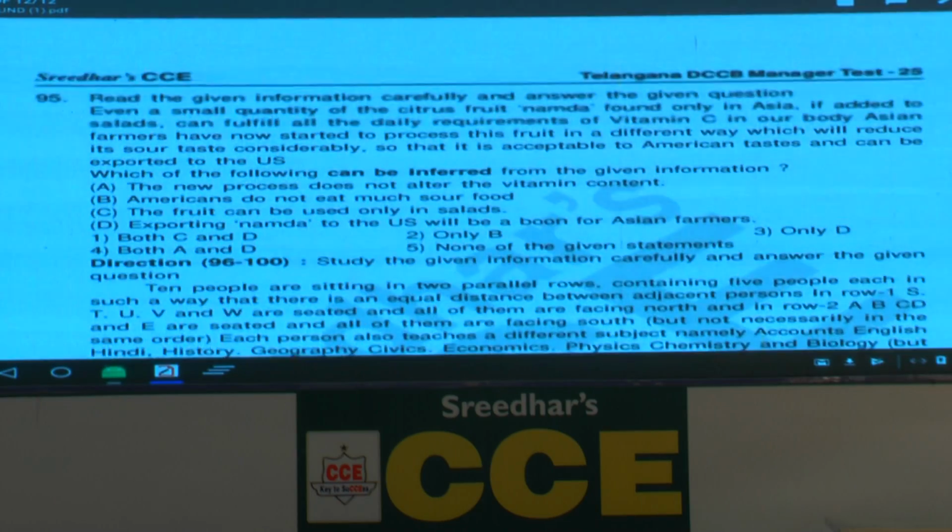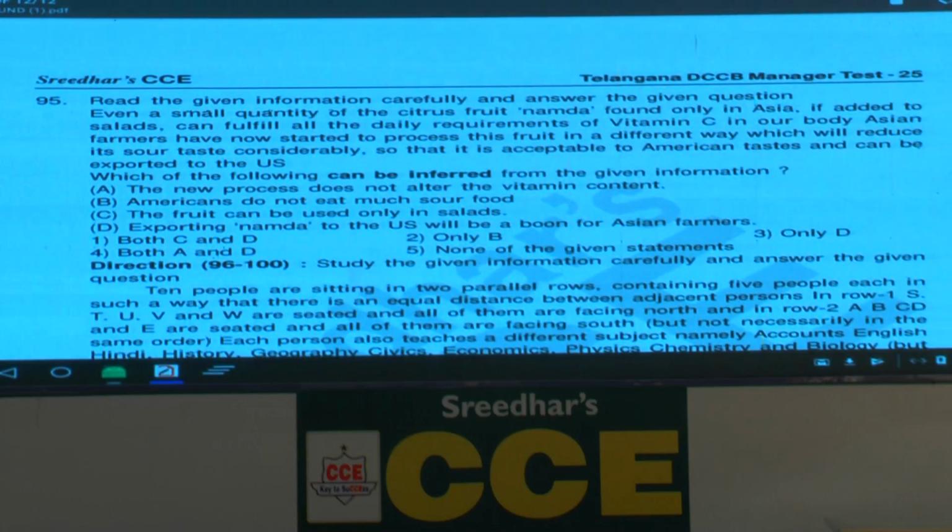Then 95, even a small quantity of the citrus fruit named Namda, found only in Asia. Now this fruit Namda was found only in Asia. If added to salads, can fulfill all the daily requirements of vitamin C. Now a small quantity of this Namda can fulfill all the requirements of vitamin C in our body, isn't it? That means if you use a small amount of this one, it will take care of your vitamin C quantity. Then in our body, Asian farmers have now started to process this fruit.